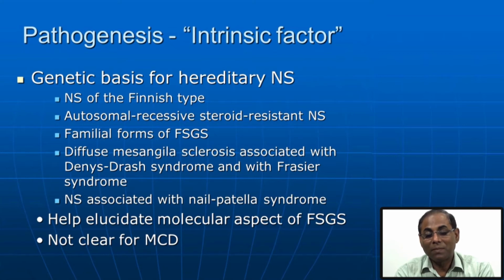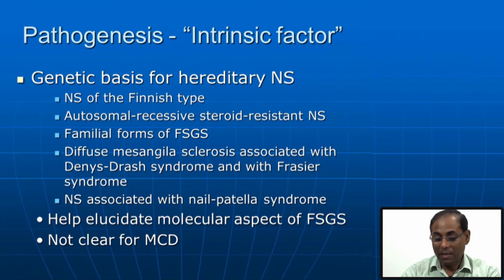There may be autosomal recessive steroid-resistant nephrotic syndrome. Familial forms of focal segmental glomerulosclerosis can initially present as minimal change disease. There may be other relatively rare syndromes like nail patella syndrome and Denys-Drash syndrome. So, basically these can initially present as minimal change disease, but we now know some of the molecular mechanisms of minimal change disease. I think we will go to that, but for the majority of cases we do not exactly know the cause.